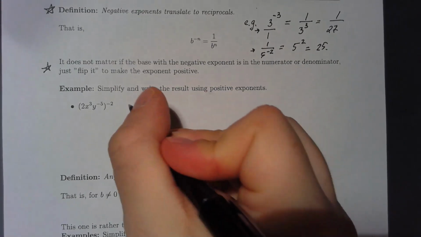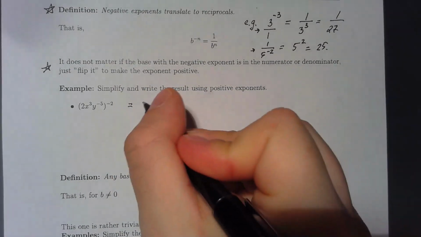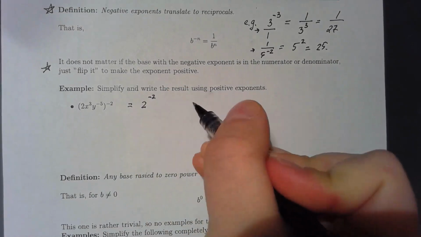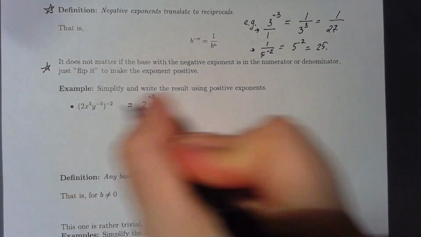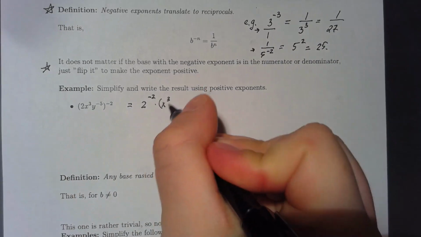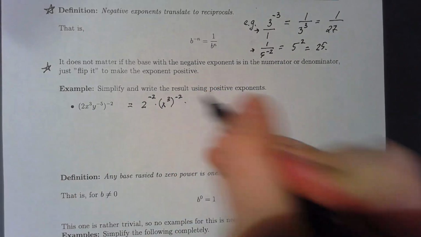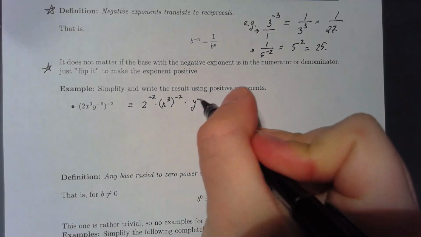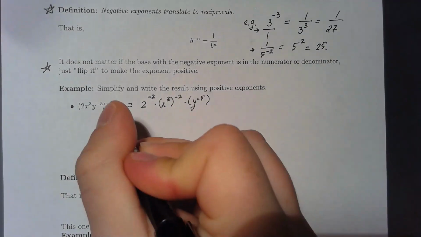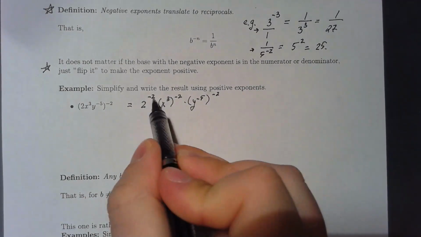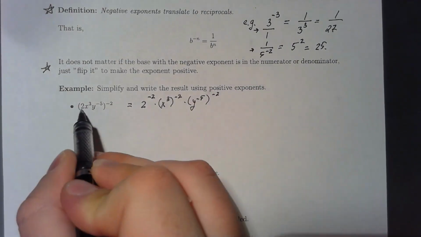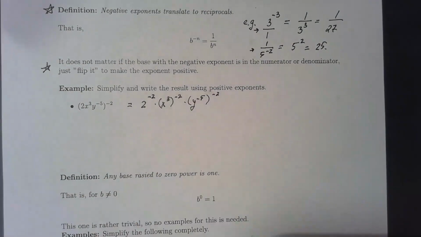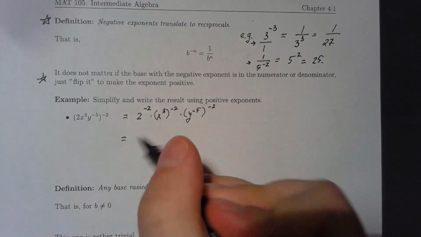When you do that, you're going to have 2 to the negative second power times x cubed, and that is raised to the negative second power, times y to the negative fifth, and that is raised to the negative second power. I could break that negative 2 power up to each one of these 3 terms, which is what I did here. Now I just gotta simplify each term.